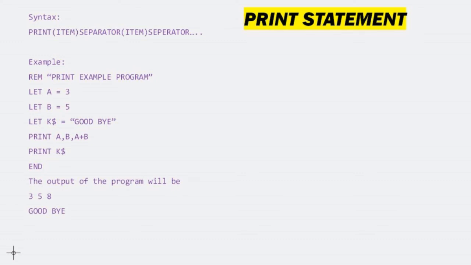In the program, when the computer encounters REM, it ignores that line, that is, the print example program. Then it assigns the value 3 to the variable A, 5 to the variable B, and the message within double quotes to the variable K$. Then the PRINT statement displays the values of A, B and the sum of A and B on the screen. Then the next PRINT statement displays the message in the next line. When the END statement is executed, the program is halted permanently.